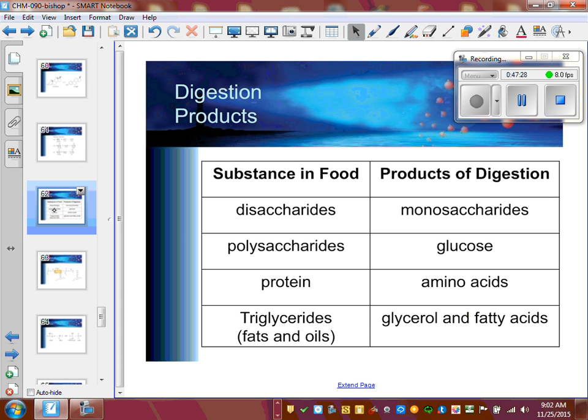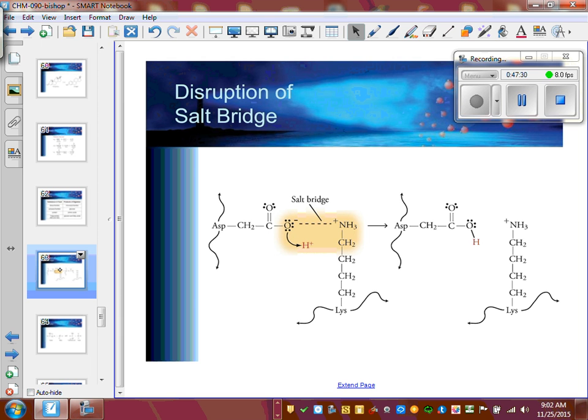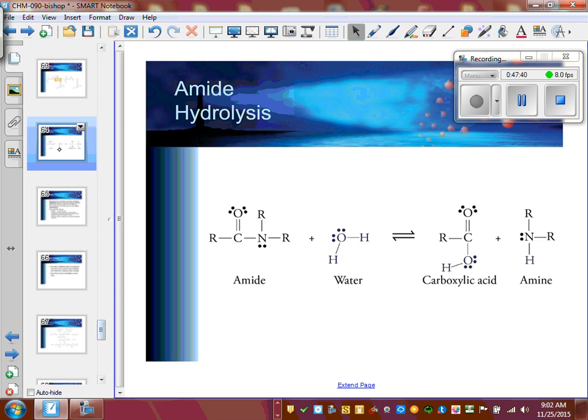And we can disrupt salt bridges. So in the amide, we break down into a carboxylic acid and the amine by hydrolysis. Hydrolysis is adding water, condensation is removing water.